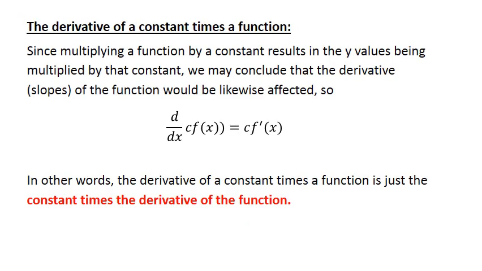Couple more rules that will allow us to do some more interesting problems. Thinking of a constant times a function, the derivative of a constant times a function. If I think about what multiplying a constant times the function does, it increases the y values by multiplying by that constant. So then if I think, well, what would that do to the slopes or the derivative? The derivative or the slopes would be multiplied by that same constant. And so if I have a coefficient times a function, I'm just going to bring the coefficient along and find the derivative of the function. So in other words, the derivative of a constant times a function is just the constant times the derivative of a function.